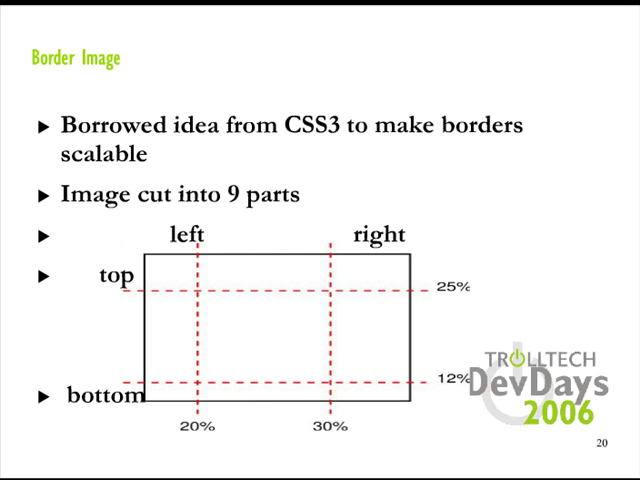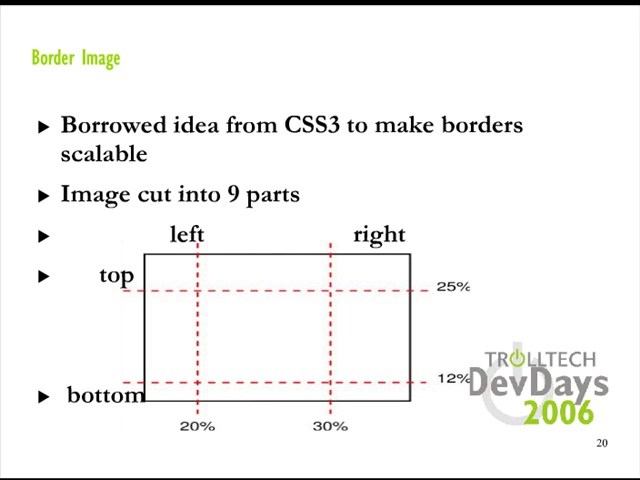Border image. I mentioned before that border image is the way we make stylable, scalable styles. The concept is really simple. Though I mentioned that it is a concept borrowed from CSS3, it's actually a pretty common concept. We take an image, we cut it into 9 parts. As you can see, to cut an image into 9 parts, all you need are 4 parameters: the left cut, the right cut, the cut at the top, and the cut at the bottom.